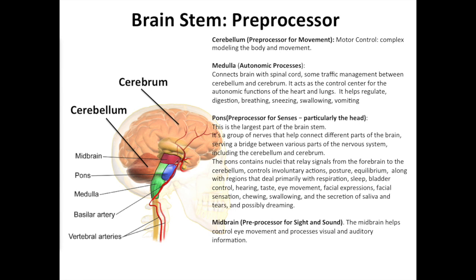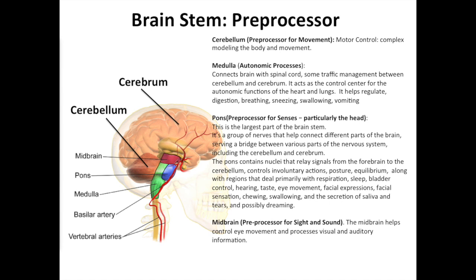These regulatory or pre-processing functions are the medulla, which connects the brain to the spinal cord and manages traffic between the cerebellum and the cerebrum. It acts as the sort of control center for the autonomic functions, specifically of the heart and lungs, and it regulates your digestion, breathing, things like sneezing, swallowing, or even that wonderful thing we call vomiting.